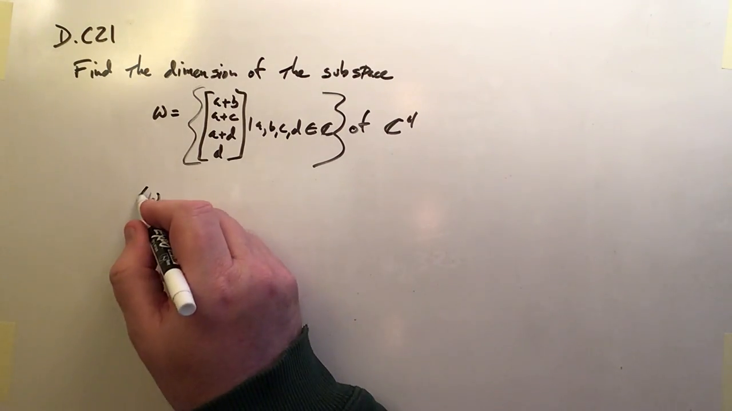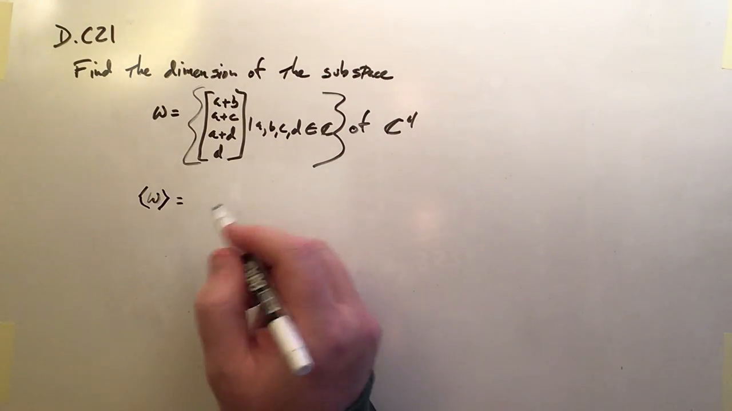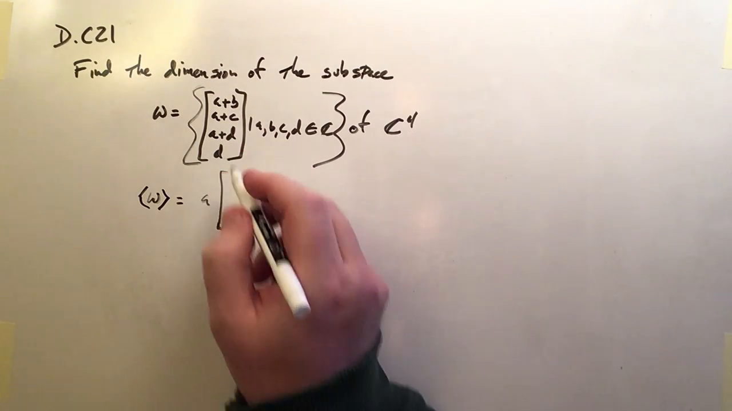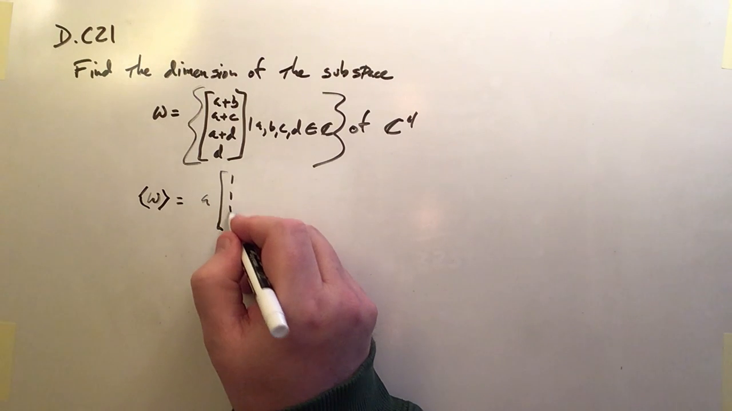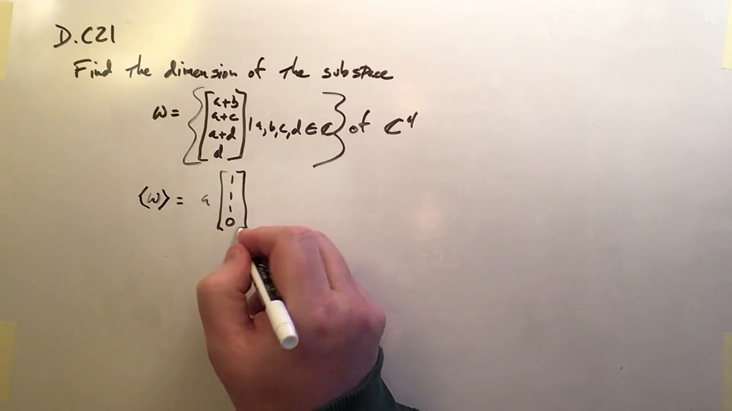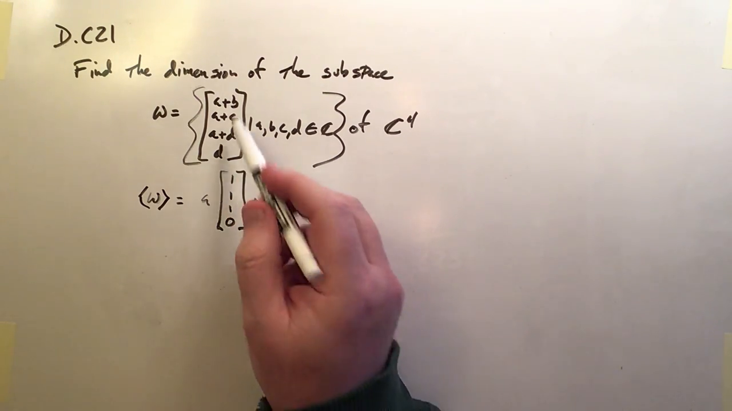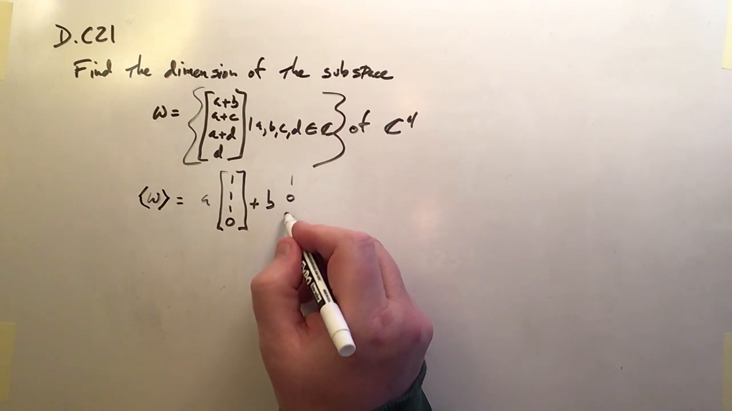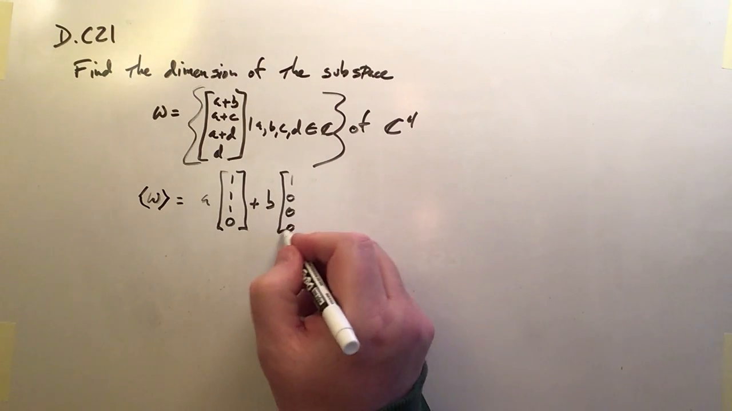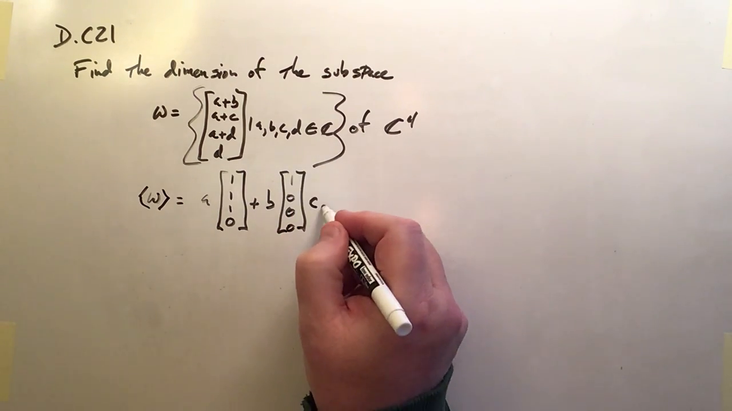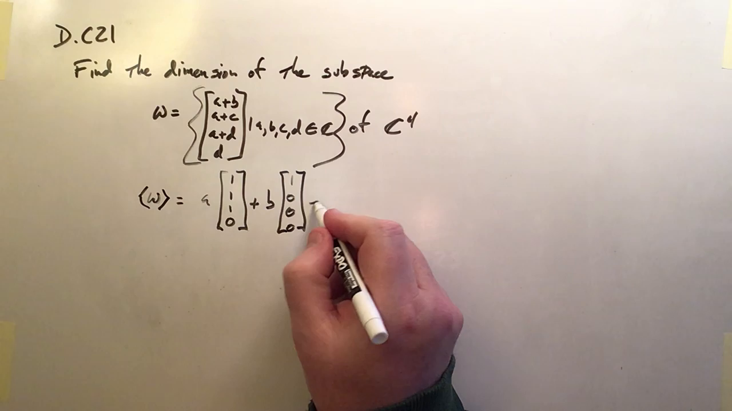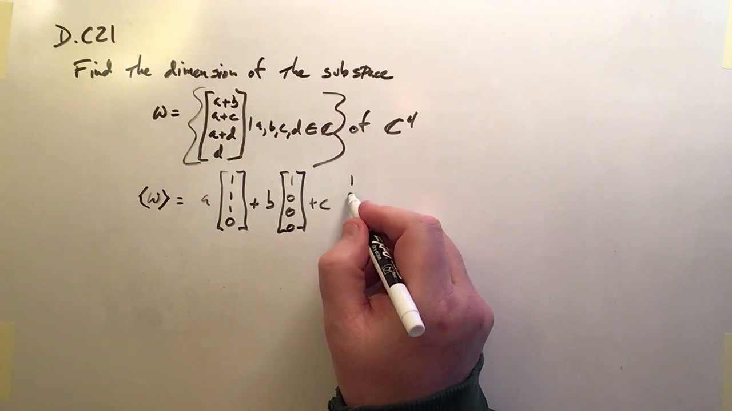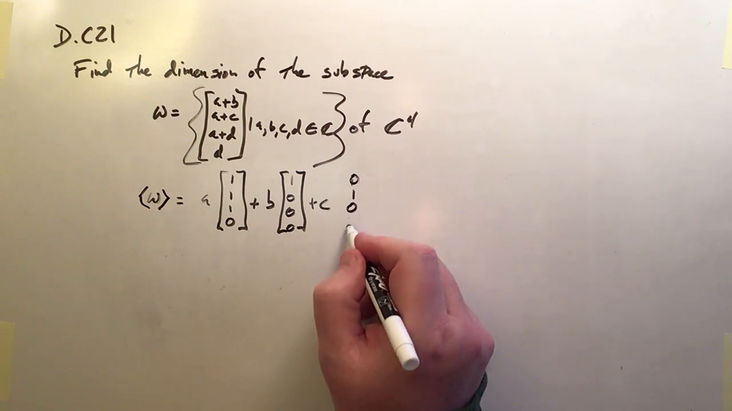So the span of W would then be equal to A times all the matrices that contain A, which is the first 3, 1, 1, 1, 0, and the last one doesn't, plus B times all the elements that contain B, which is just the first one, so it's 1, 0, 0, 0. And then plus C times all of the elements that contain C, which is just the second one, so it's 0, 1, 0, 0.